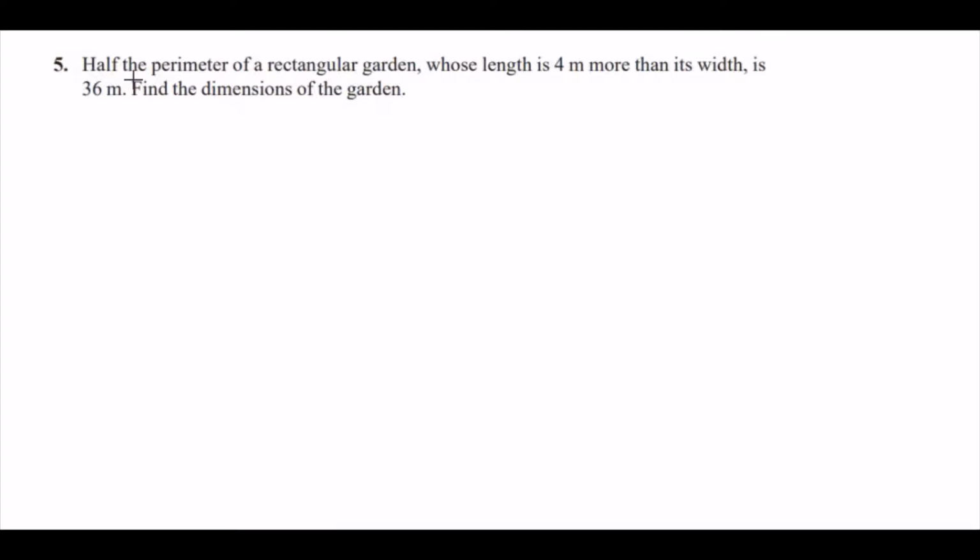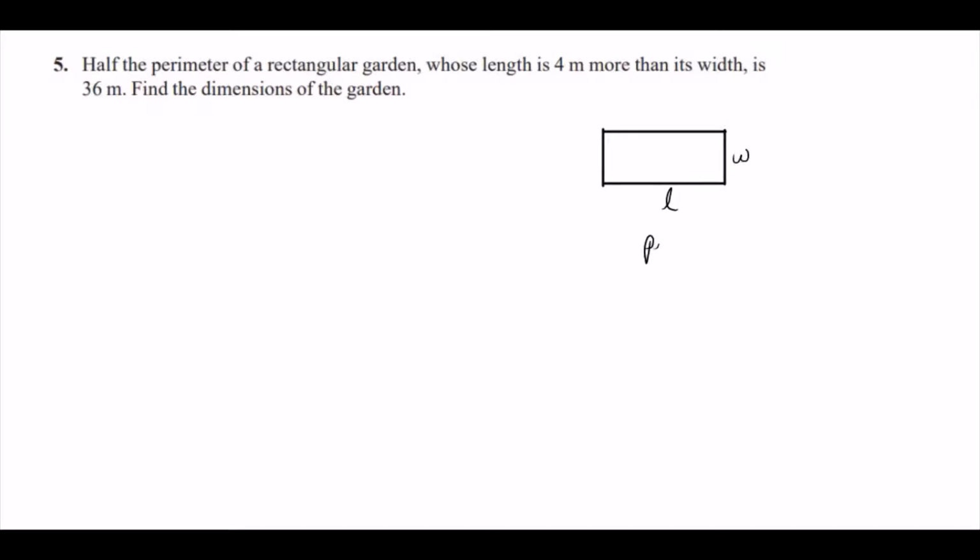The fifth question is, half the perimeter of a rectangular garden whose length is 4 meter more than its width is 36 meter. Find the dimensions of the garden. So here it is given the garden is in rectangular shape. So this is the length and this is the width.